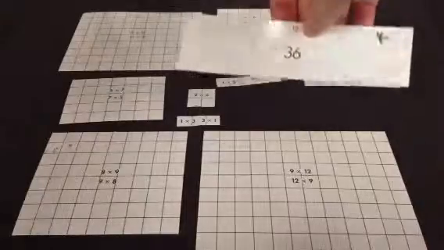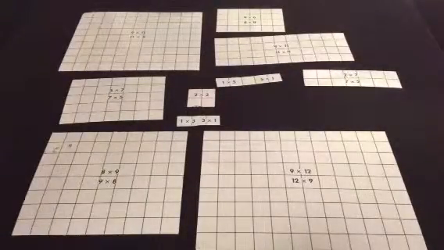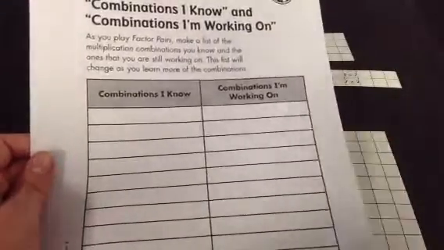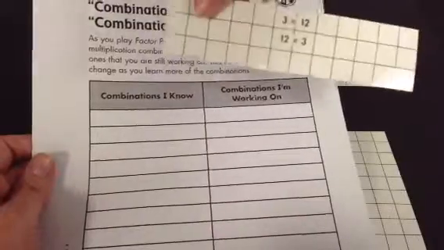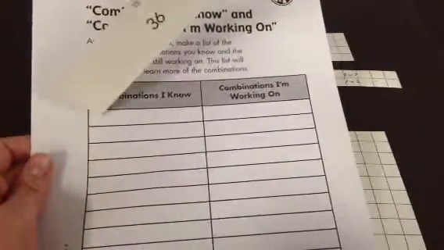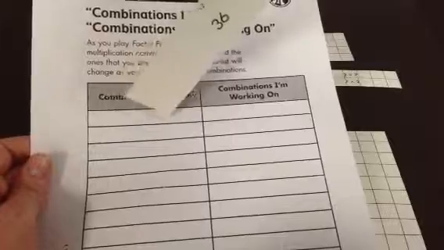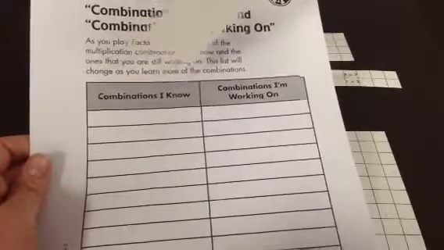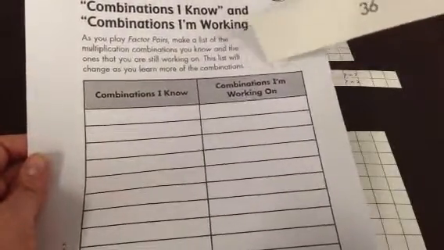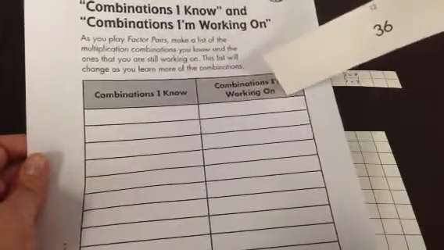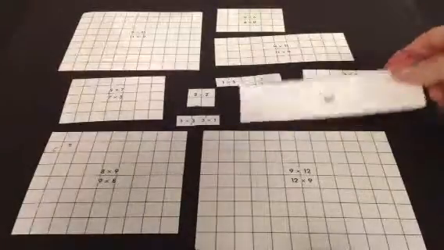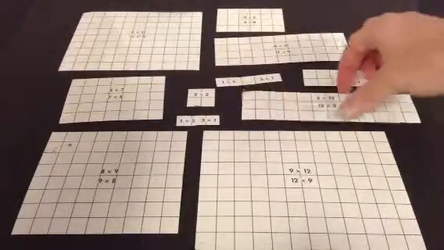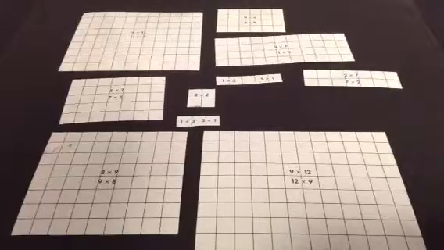If they get it wrong, they're going to be sorting them out on this chart. So as they go through and put their number on and figure out which ones they know, which ones they don't know, combinations I know, let's say that they got 3 times 12 correct, it was 36, they will simply write 3 times 12 is 36 underneath combinations I know. If they got it wrong, they will write combinations I'm working on and write the same thing over here. Factor times factor equals the product, whichever the card they chose. So they'll take turns. Once they get it right, they can go ahead and put it in their own stack.